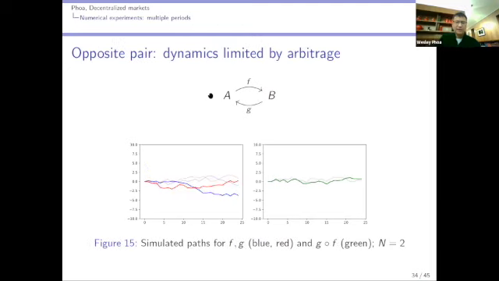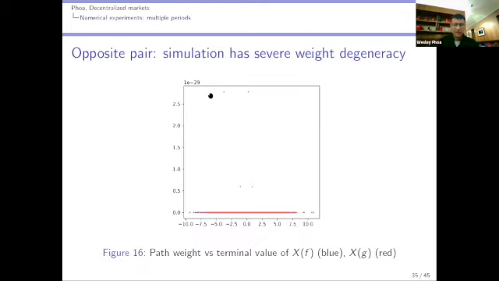Okay, and then if you have an opposite pair here, then the dynamics of the two are limited by arbitrage. So you see what you expect here, but again, you have a problem with weight degeneracy, which I've illustrated here. This is a scatter plot of the terminal states of F and G and the weight by path. And you can see there's only two paths which really get any weight that's not negligible at all.